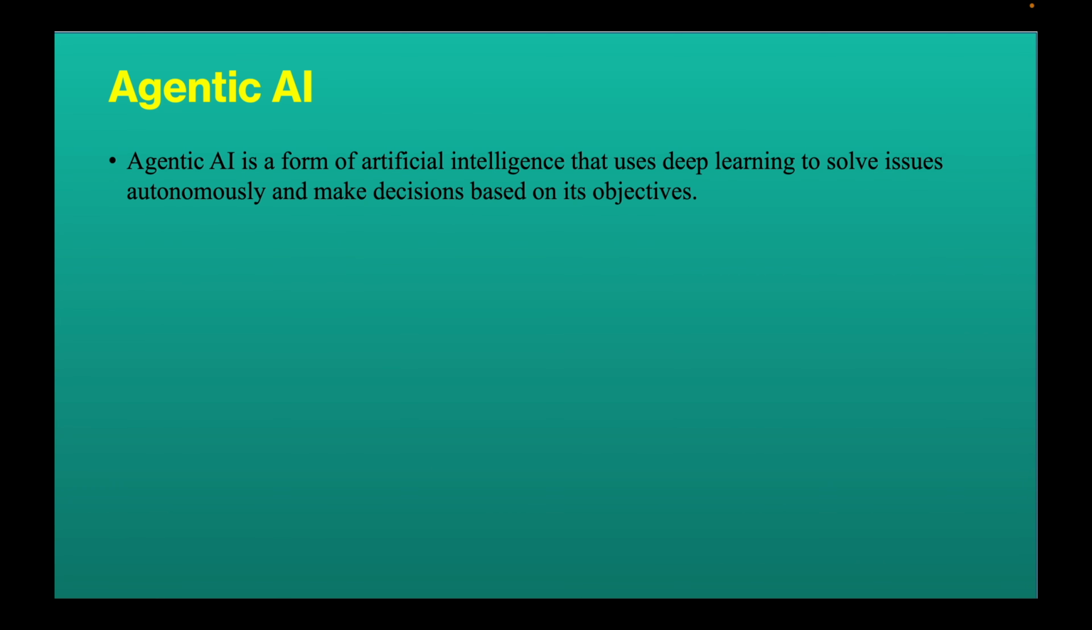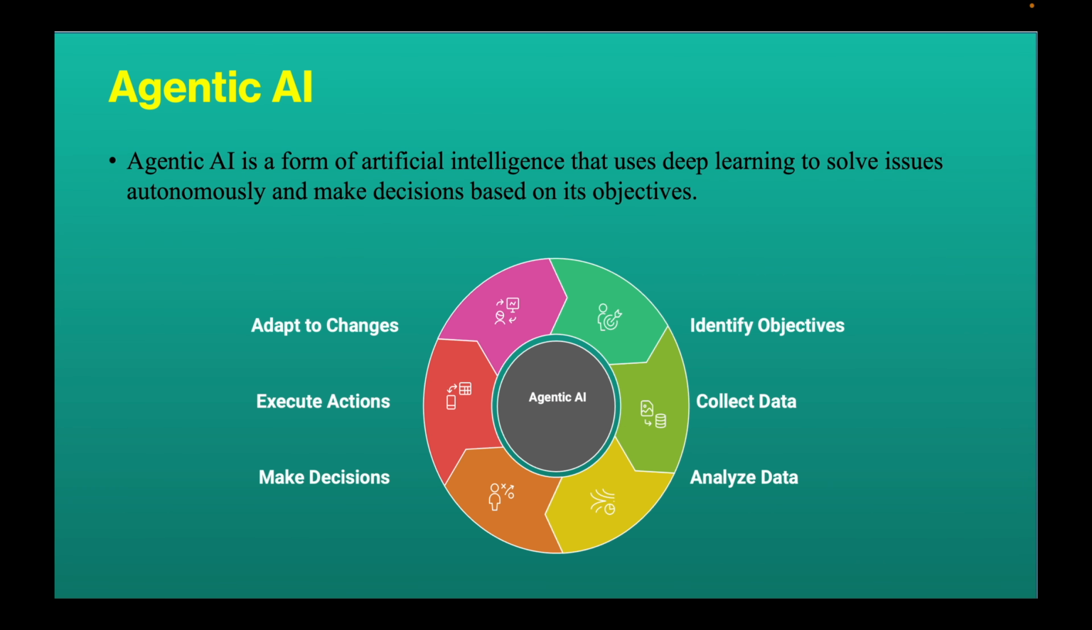Agentic AI is a form of artificial intelligence that uses deep learning to solve issues autonomously and make decisions based on its objectives. It operates independently of continuous human guidance and responds to changes in order to achieve specific goals. For example, self-driving cars can make real-time decisions to navigate roads and reach their destinations.